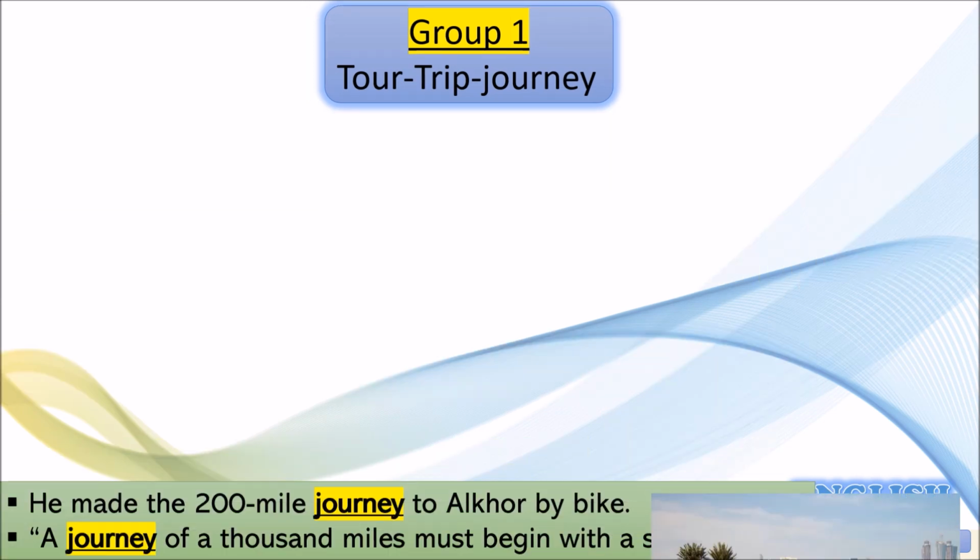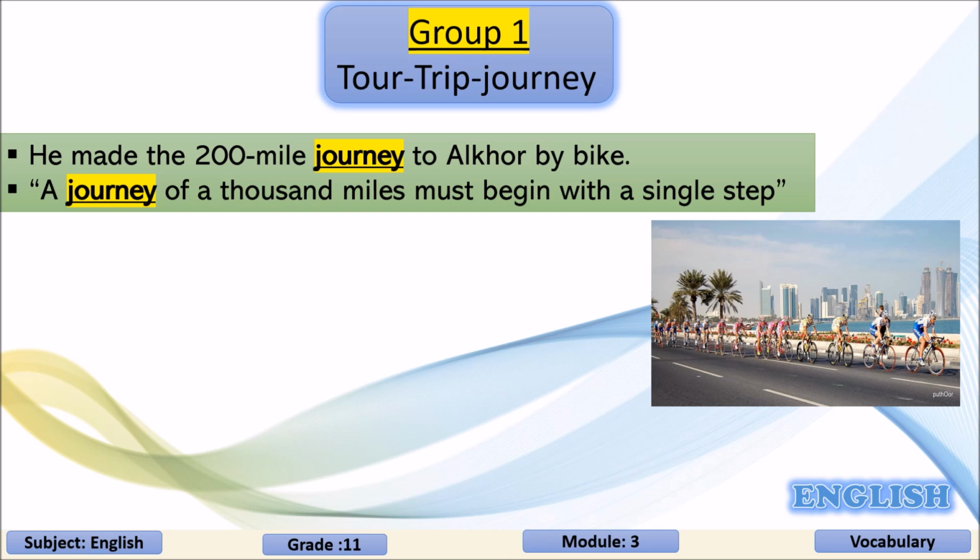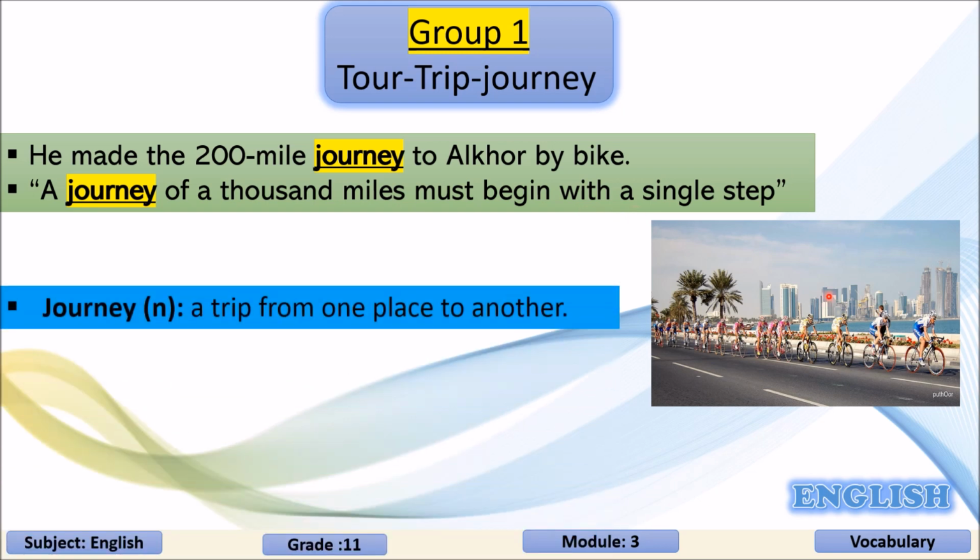All right. Now the word journey. He made the 200-mile journey to Al-Khur by bike. A journey of 1,000 miles must begin with a single step. Journey is a trip from one place to another, and it is usually associated with physical distance.